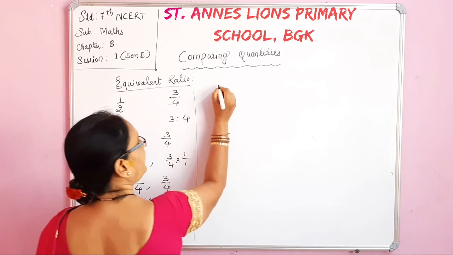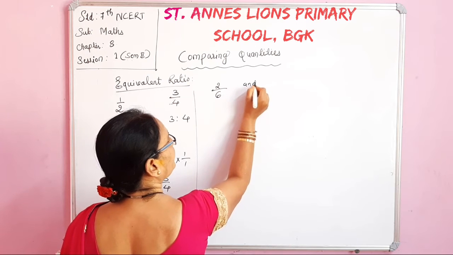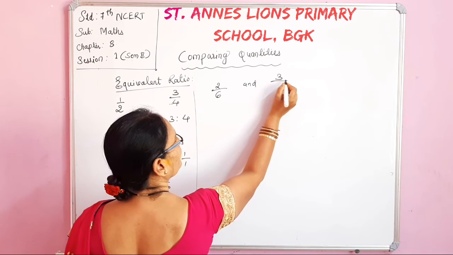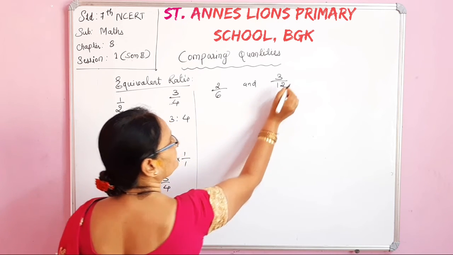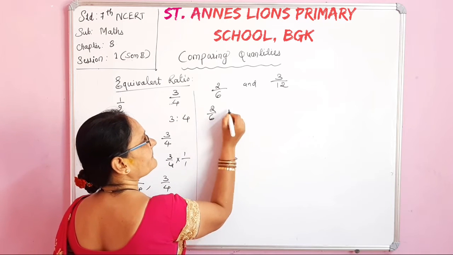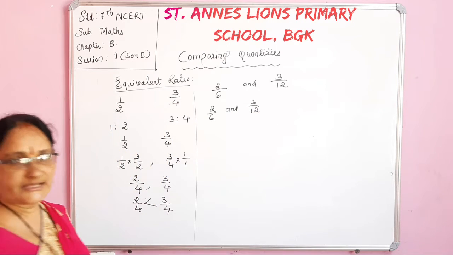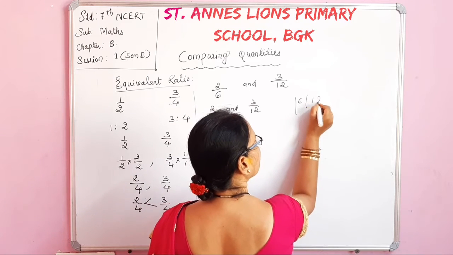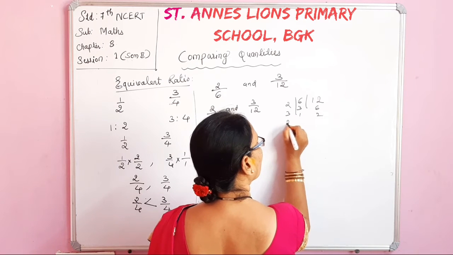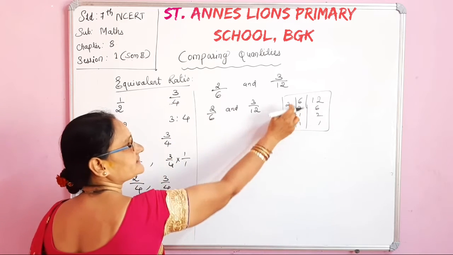Now one more example. I will take 2 by 6 and 3 by 12. What will be the LCM? We will see now. 6 and 12: 2 3s are 6, 3 1s are 3, 2 1s are 2, 1 1s are 1. This is the LCM. 2 3s are 6, 6 2s are 12.